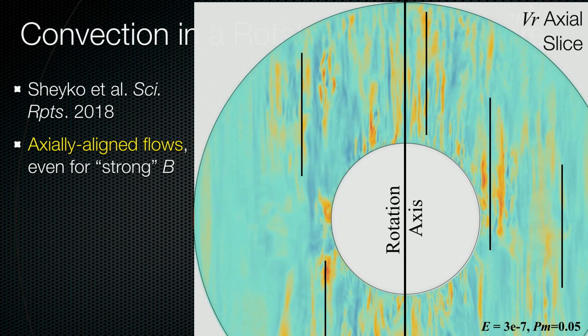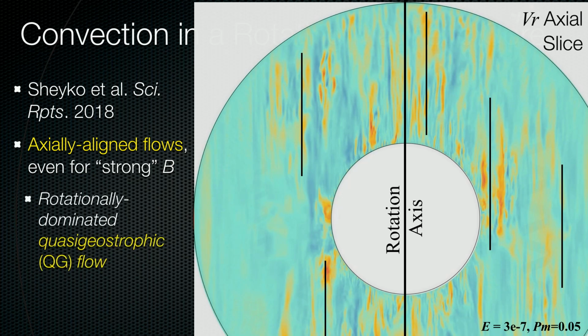And what I think you can see is that the flows are axially aligned. So the flow structures, you could think of the high velocities being shown in red, and they are all roughly aligned along the direction of rotation. And that means that the flow is rotationally dominated. This is called quasi-geostrophic flow.